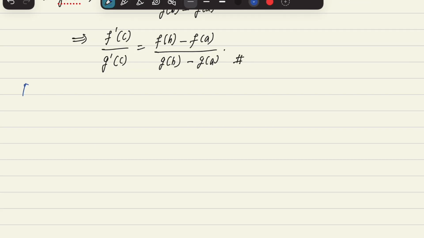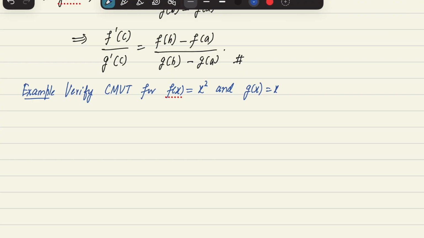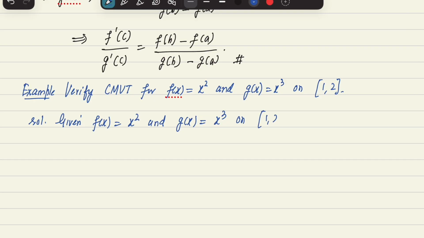Now let's take an example. Verify Cauchy's mean value theorem for the functions f of x is equal to x square and g of x is equal to x cube on the closed interval 1, 2. So in the solution, given f of x is equal to x square and g of x is equal to x cube on 1, 2.